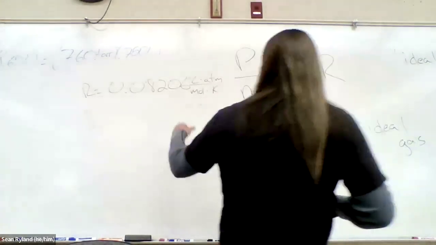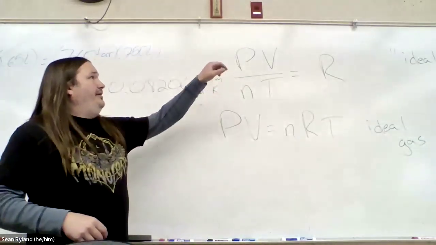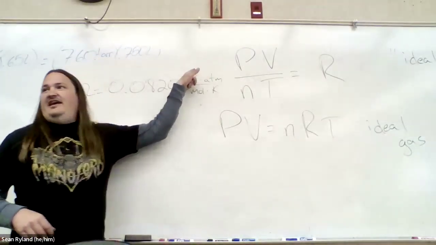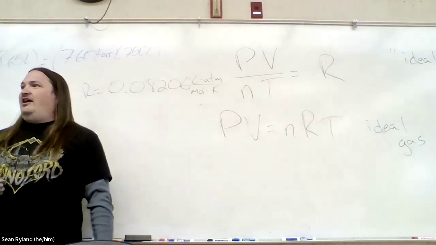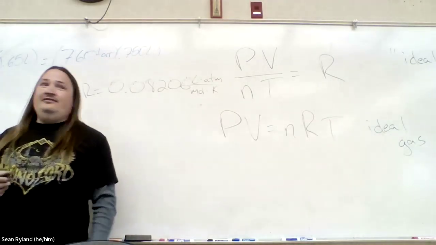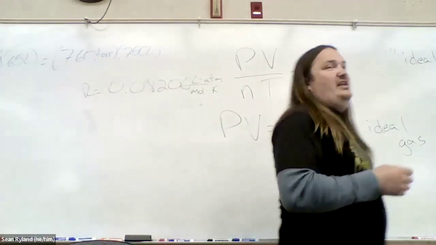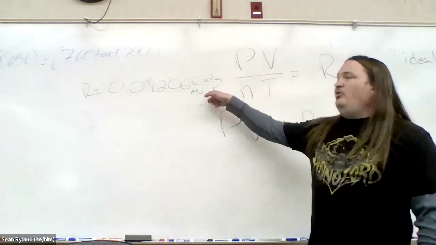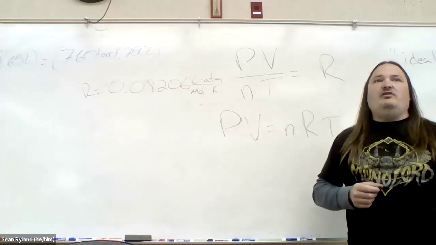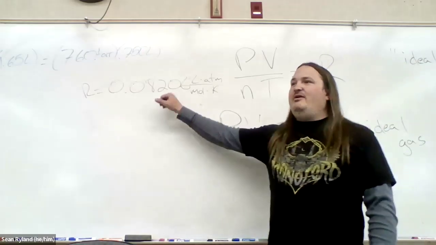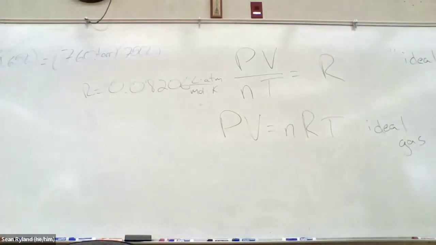If you wanted to have an R value in PSI, gallons, moles, Rankine, there's a value for R for that. But why? It's usually easier to just take everything and put it in liters, atmospheres, moles, and Kelvin. And then you don't need to worry. Then you only need to have one of these memorized. Not that you need to have it memorized anyway. It's on your conversion sheet.